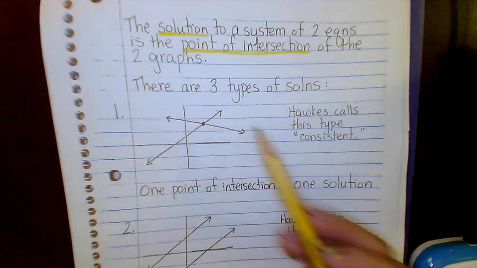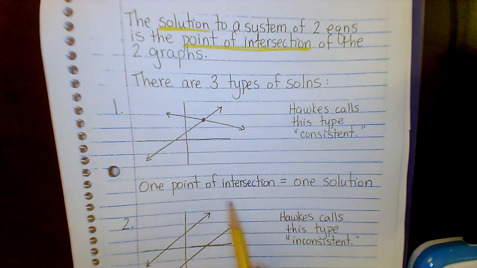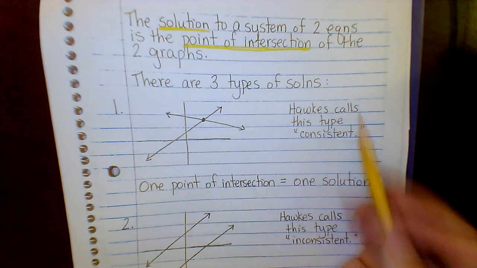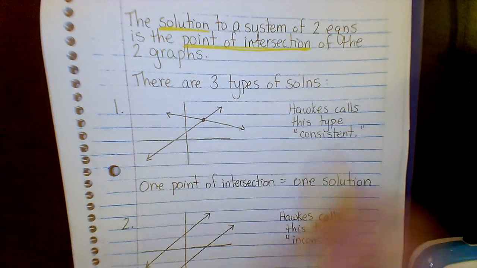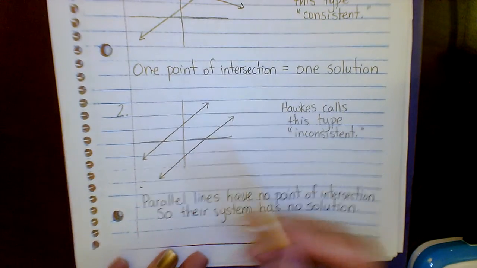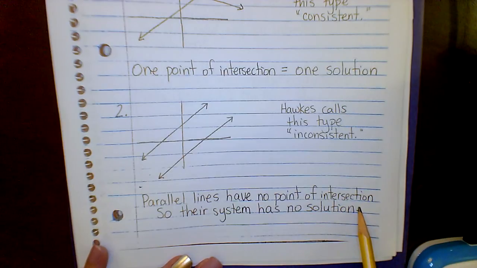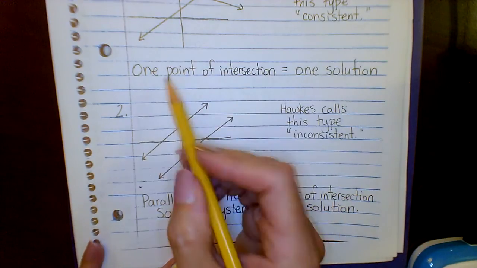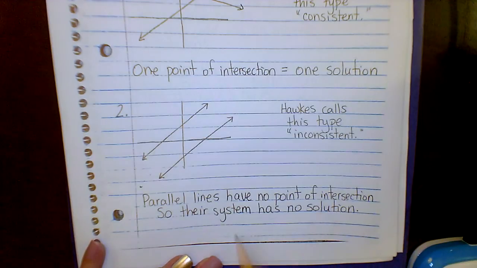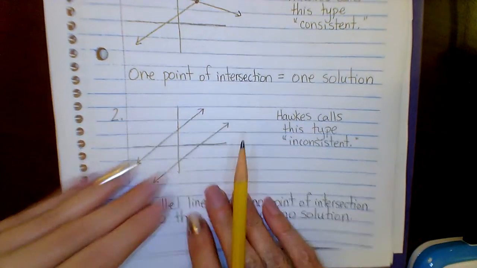So here's the three types of solutions. There's one point of intersection. Okay, so there's my first one. One point of intersection, one solution. Hawkes refers to this as consistent. The two lines can be parallel. Parallel lines have no point of intersection, so there's no solution. See, one point of intersection, one solution. No points of intersection, no solution. Hawkes calls these inconsistent systems.